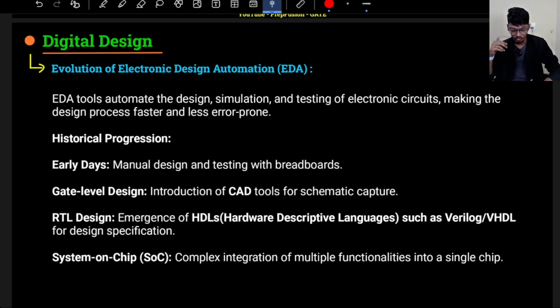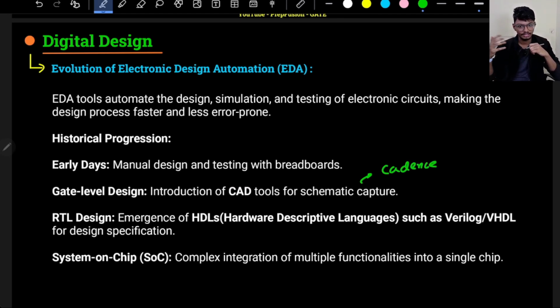Now what happened, in the initial days we used to do manual design and test with breadboards. If you have done a bit of lab, you will know what breadboards are. We used to test those manually. But after a few days, we came to the gate level design, as shown in the gate level abstraction. In gate level abstraction, we introduce CAD tools for schematic capture, like Cadence. In Cadence, we can have a block, like an AND gate or something, and that is used for schematic capture.